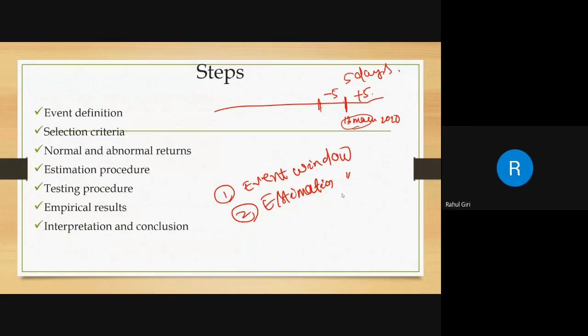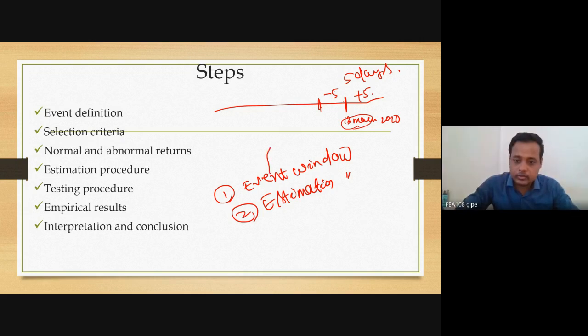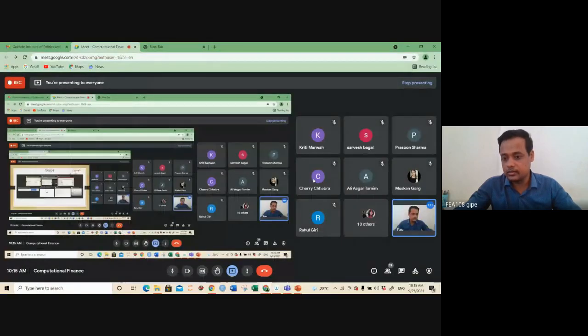Sir, it depends on the researcher, on what kind of effects he wants to measure. If it is short term, he can take a 2-day window. That is the event window, so this will be plus minus 2 to plus minus 40. So what is the estimation window? Anyone?